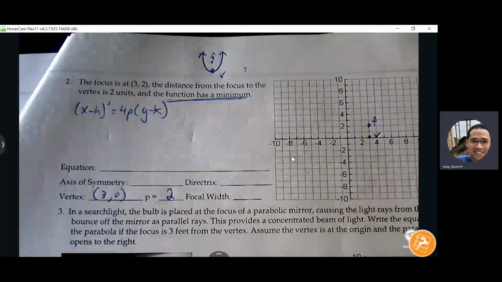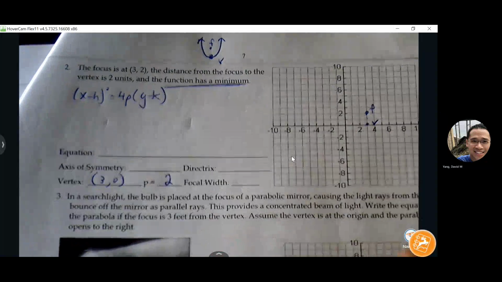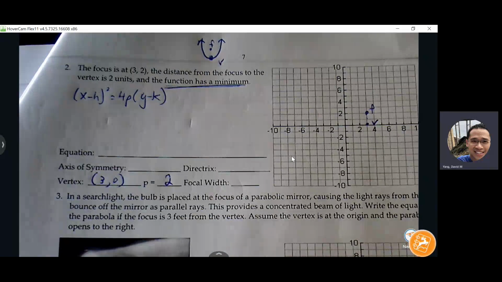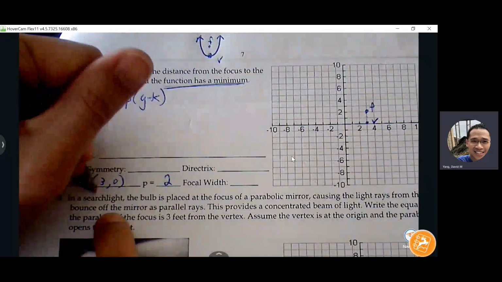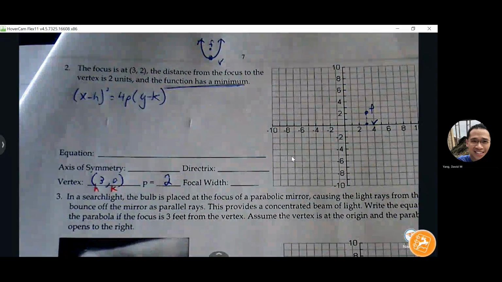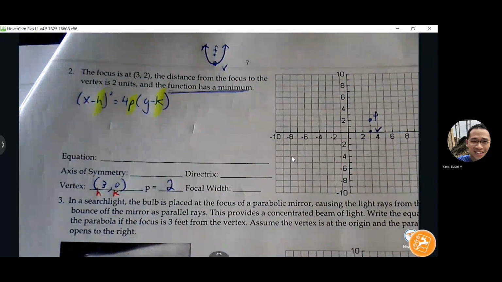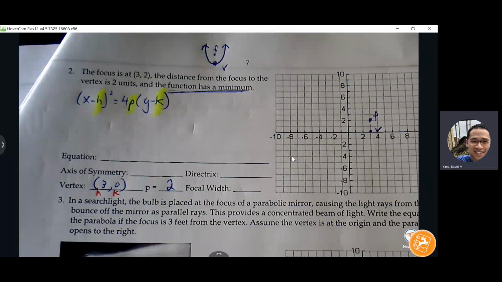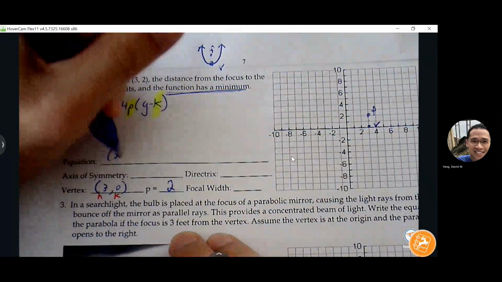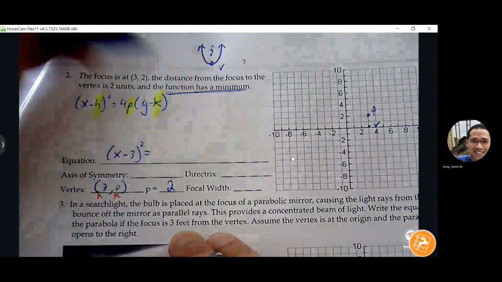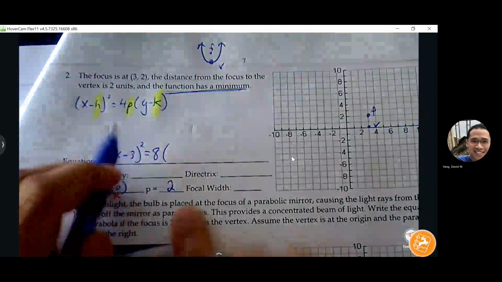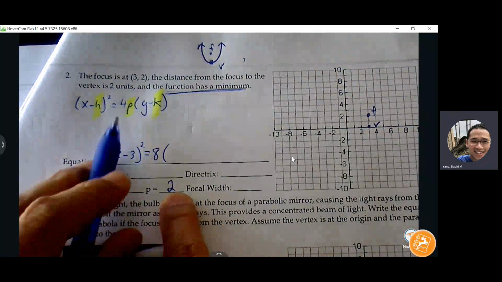p is +2 because the graph is opening up. I have everything that I need to build my equation. I have my h, k. You just fill in and replace those pieces and get to my standard equation. 4 times p, that's 4 times 2, which is 8.